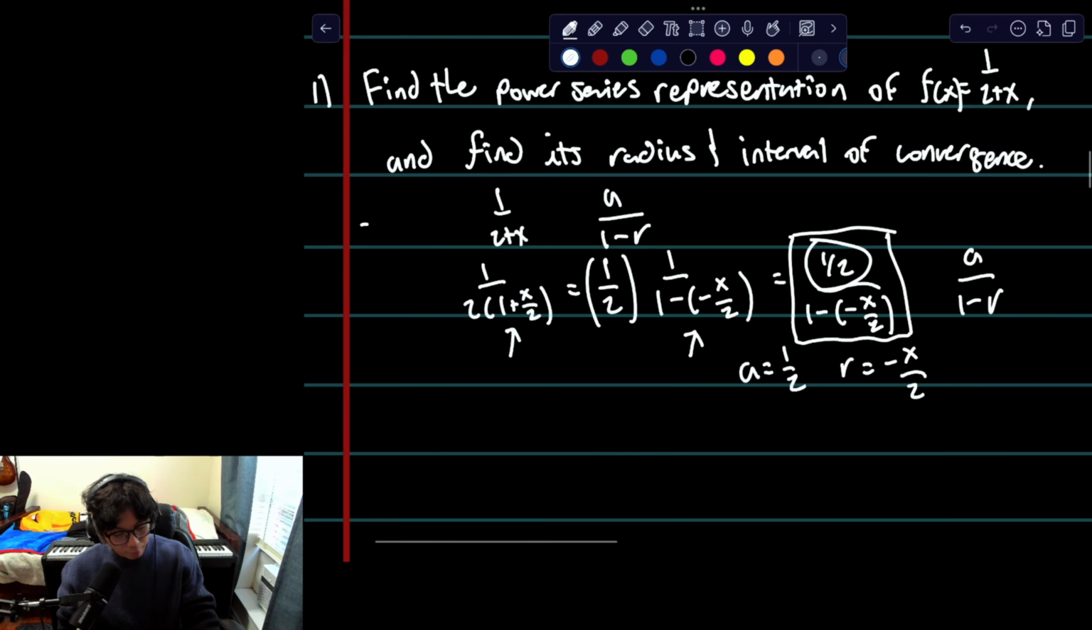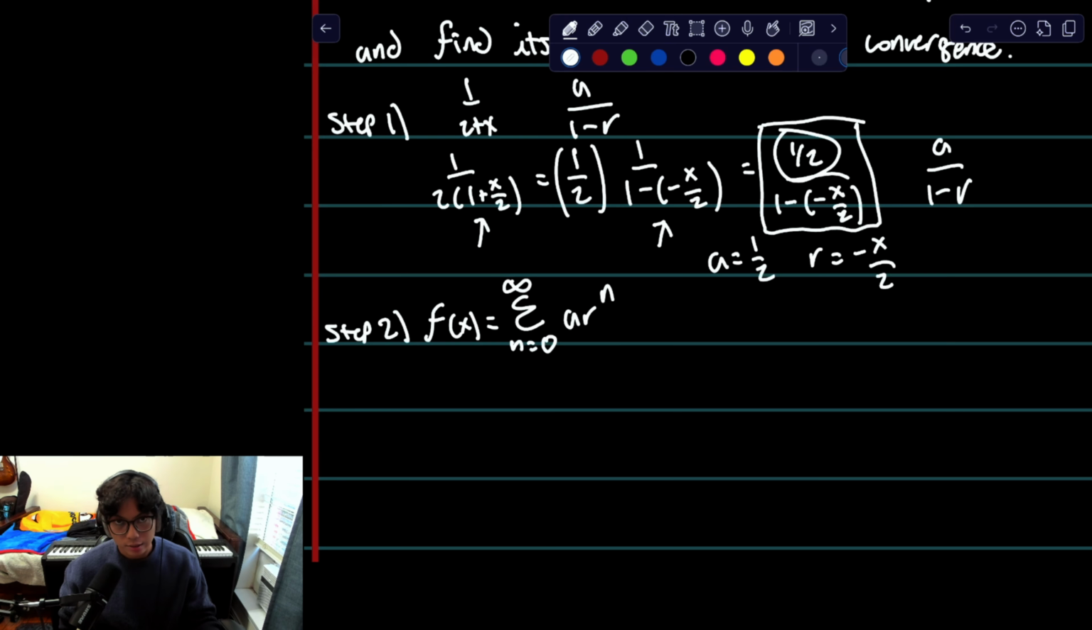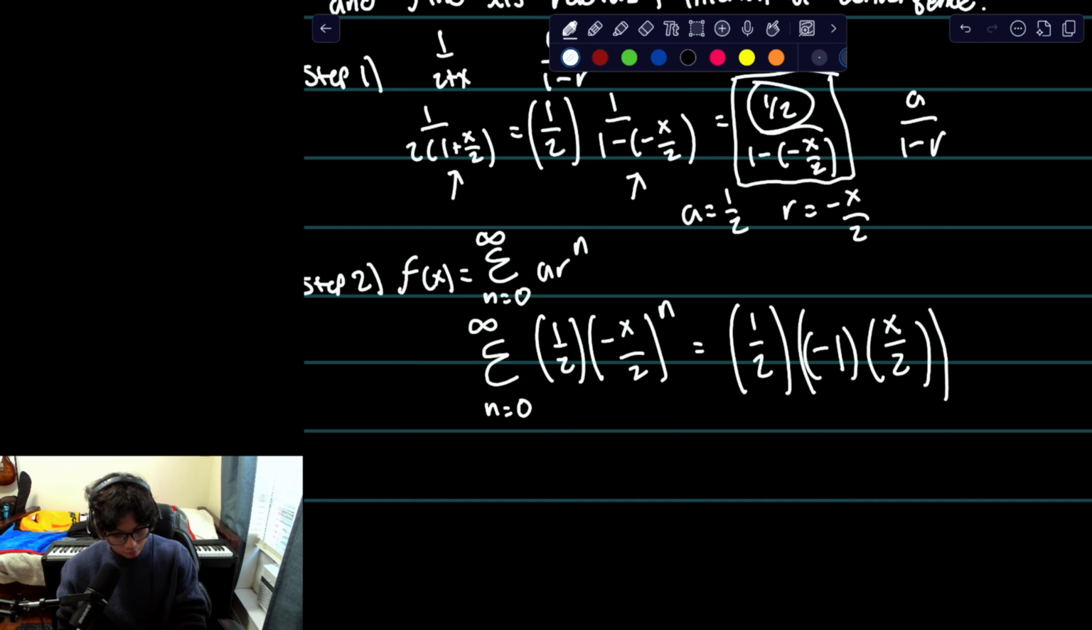Now that we have our step 1 out of the way, which was to convert into this form, let's do our step 2, which is to plug in our function into our series form, which if you recall is from 0 to infinity of a times r to the power of n. And what makes it so easy is all we do is just plug in the variables we found over here. So our a was 1/2, multiplying by our radius, which is negative x over 2 to the power of n. And again, don't forget our summation. Now we could simplify this even further by recognizing that this is the same exact thing as 1/2 times negative 1 times x over 2, all to the power of n.